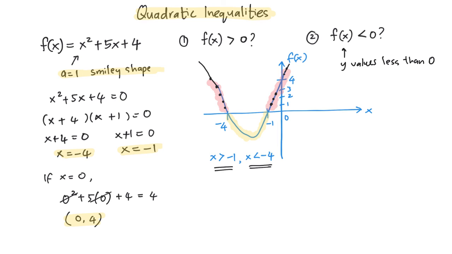It's between -4 and -1. For this answer, x will be less than -1 but greater than -4. So you can see this one looks connected and the other one looks split. It depends on the graph.